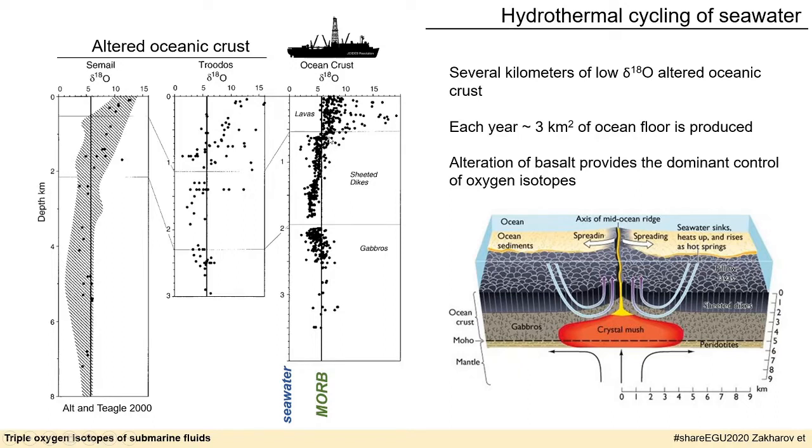Upon reaction with basalt, it emanates as hydrothermal vent fluids with a delta 18O value higher than that of its precursor, pristine seawater with a delta 18O of 0 per mil. And because each year about 3 square kilometers of ocean floor is being produced, that equates to a rather large amount of exchanged oxygen, providing the dominant control on the oxygen isotope budget of seawater.